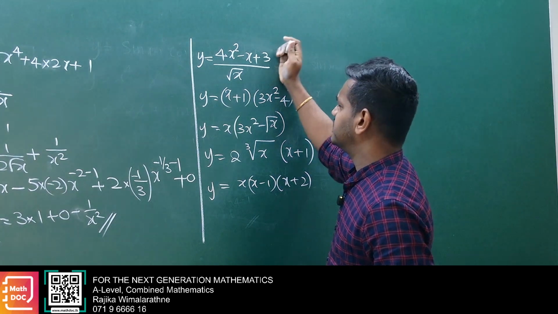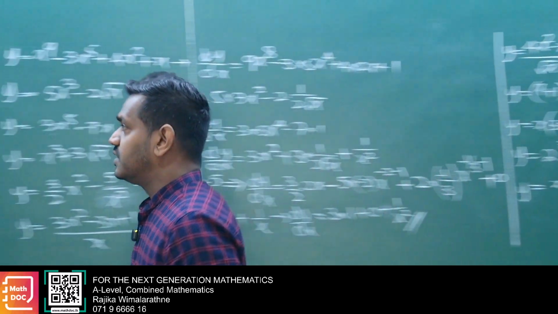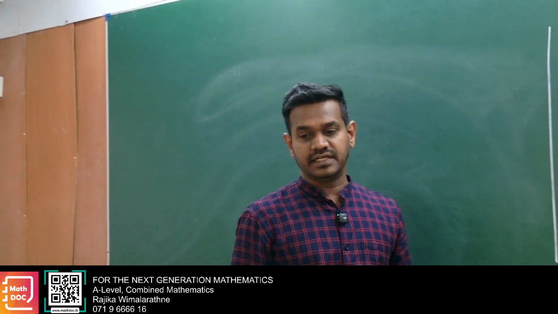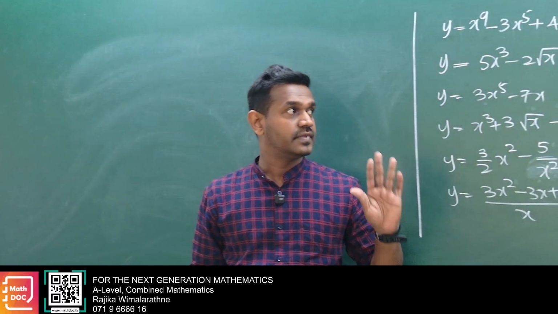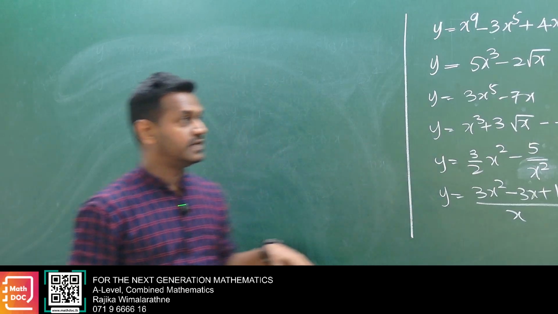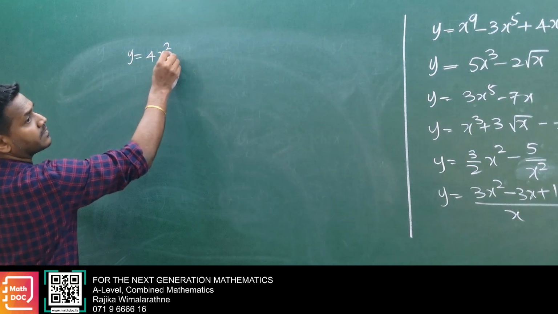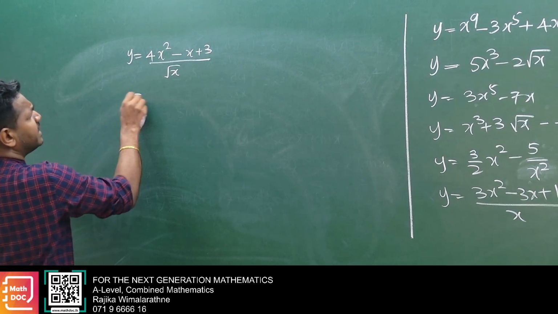For x squared, you have to simplify that. Here 4x square minus x plus 3. 4x square minus x plus 3, divide by root x. Let's do this way. Separate denominator.